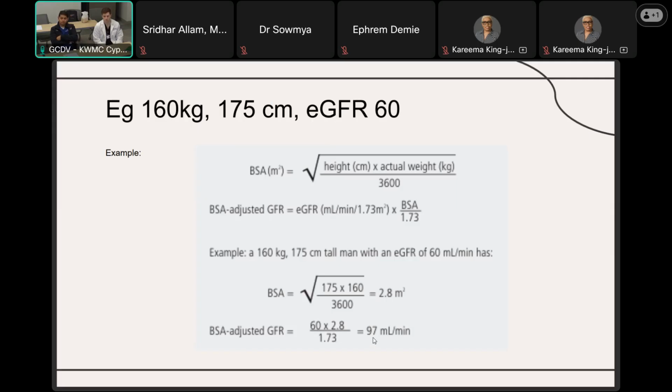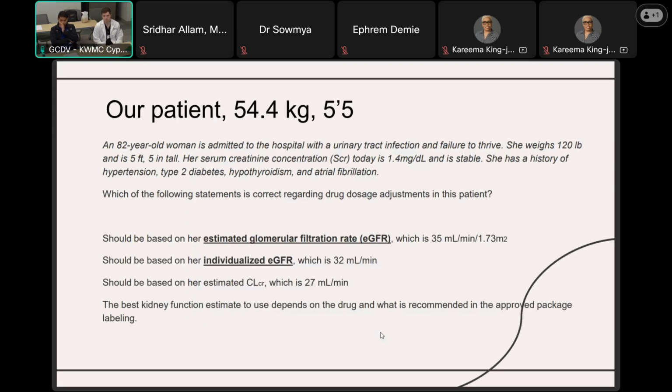What's remarkable is the difference. This patient's CKD GFR came out to be 60, but when you normalize it for their own body surface area, his GFR is 97. See the difference? So that's individualized GFR. And for our patient, when you normalize it for her body surface area, given the height and the weight, it actually comes out to be 32. Now, not a huge difference, but it's still a difference nevertheless.